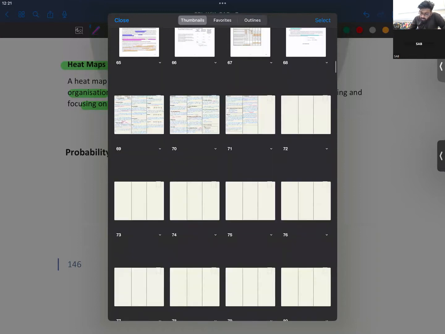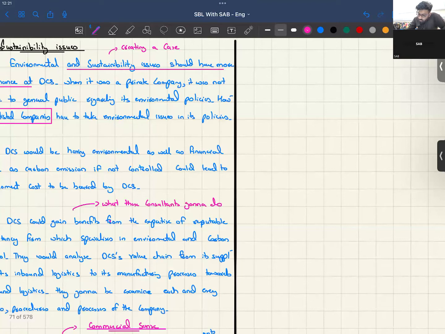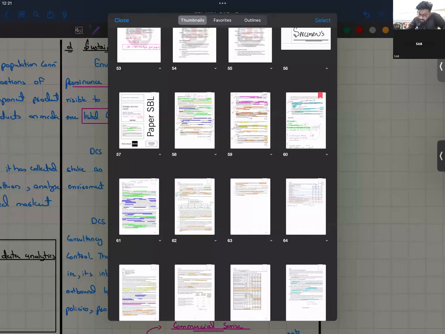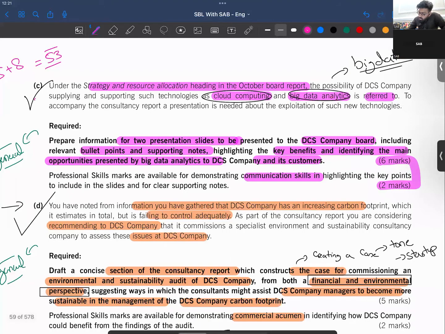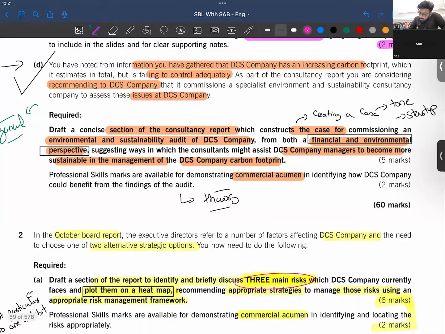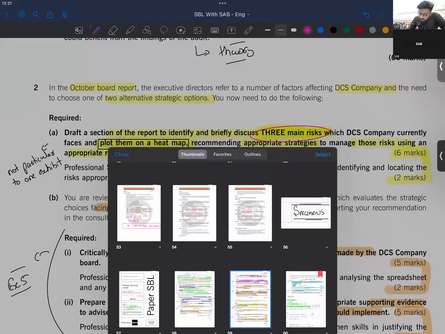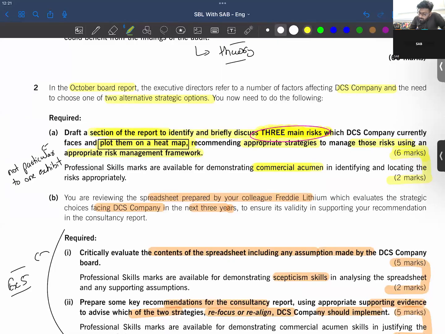So now the question is to part A. Again, the format here is a section of a report. Commercial acumen you must be having. Skepticism would be an appropriate skill, but they have tested commercial acumen.